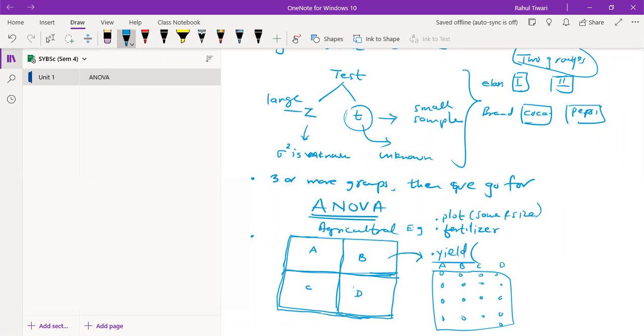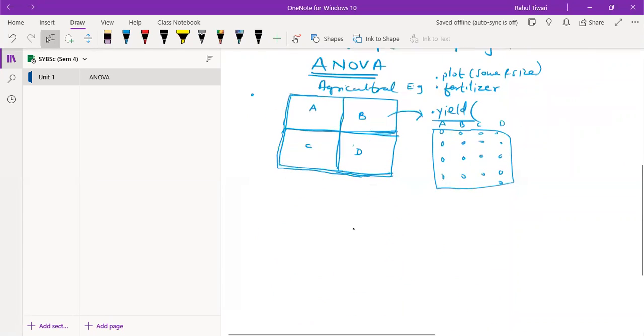Understand this concept, how this particular ANOVA is useful. ANOVA is quite useful. Even when you are going to do projects, you can use this technique. Suppose you want to compare the effect of, let's say, COVID-19 on patients. So let's say I'm considering the patient age.